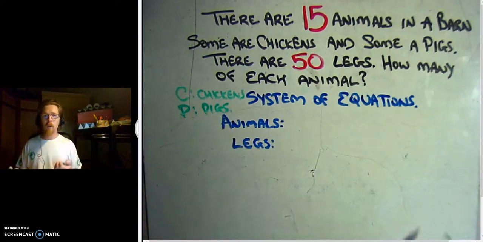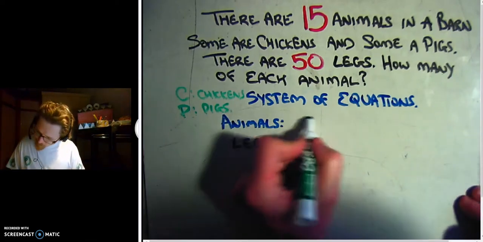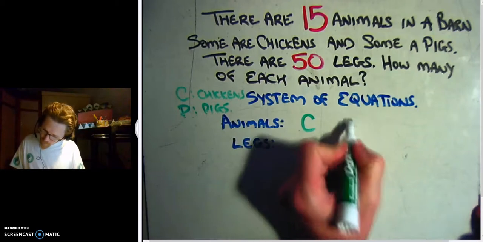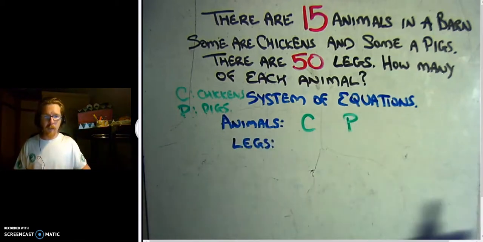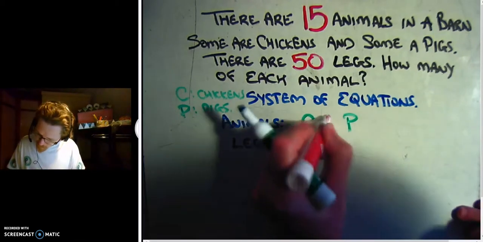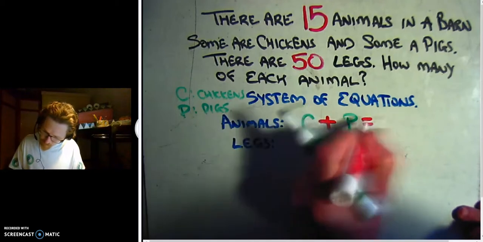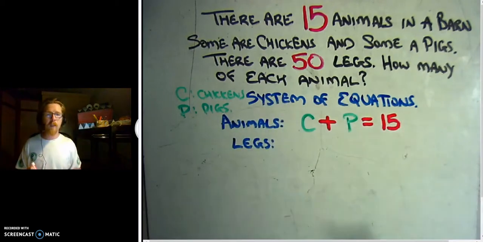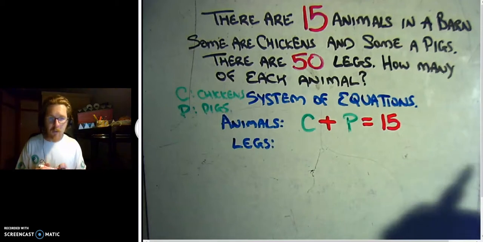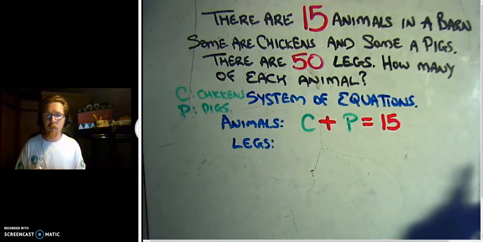So with animals, I know that there are some chickens, and I know that there are some pigs, and I know when I add the chickens and the pigs together, there are a total of 15 animals. So we're relating chickens and pigs with the number of animals.